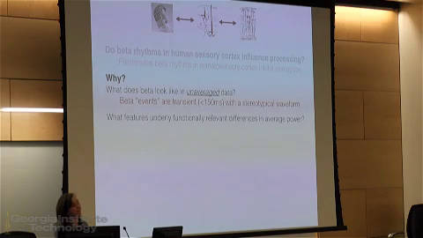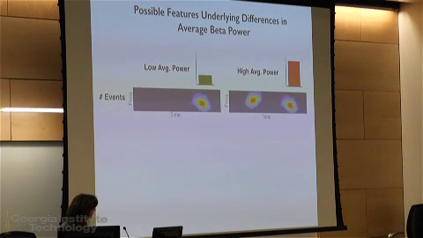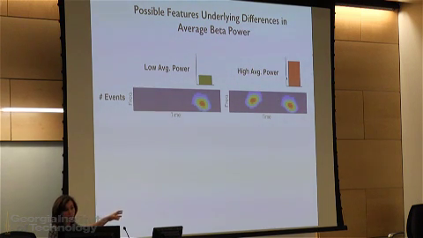But given that these things are transient, there are several possible features that could underlie differences in average power. One thing that could happen, so here I'm showing you again frequency and time, and this is a representation of the average power across that frequency and time window. It could be, here's one event, that would give low power. It could be that I have two events in that time window, right? And I average this and I get low power, but I average this and I get higher power.